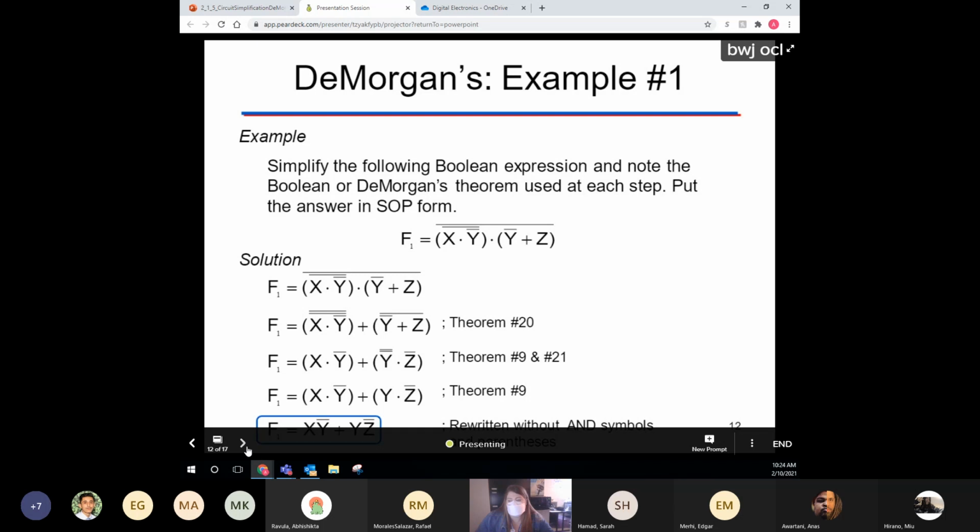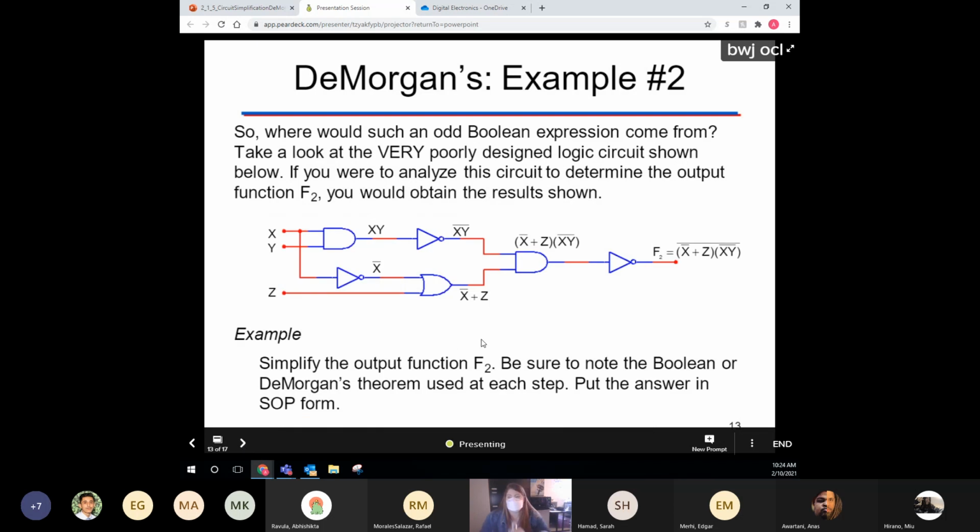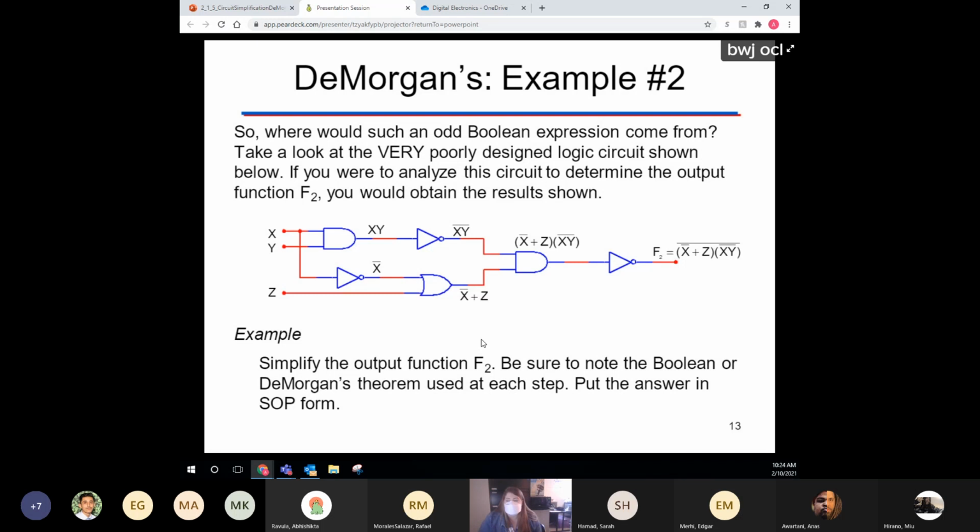All right, we're going to go over another example. This example is just showing, you don't have to draw this circuit in your notes, but it's showing where such an odd Boolean expression comes from. Take a look at this very poorly designed logic circuit shown below. If you were to analyze the circuit to determine the output function f2, you would obtain, on the right, f2 equals not the sum of not x plus z times the product of not x, y.